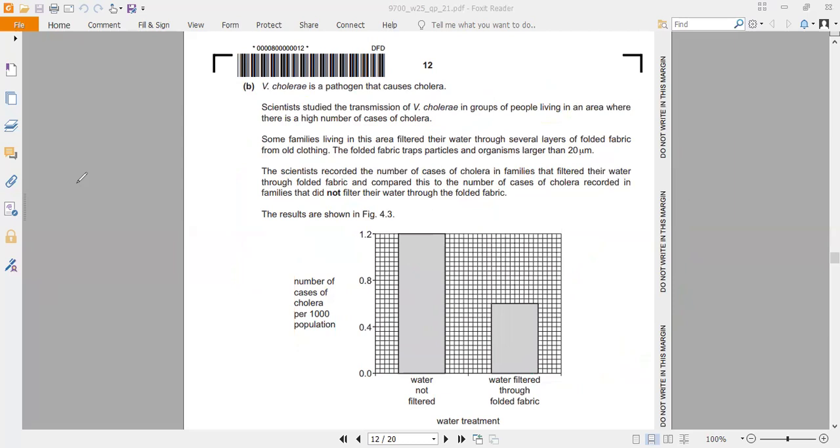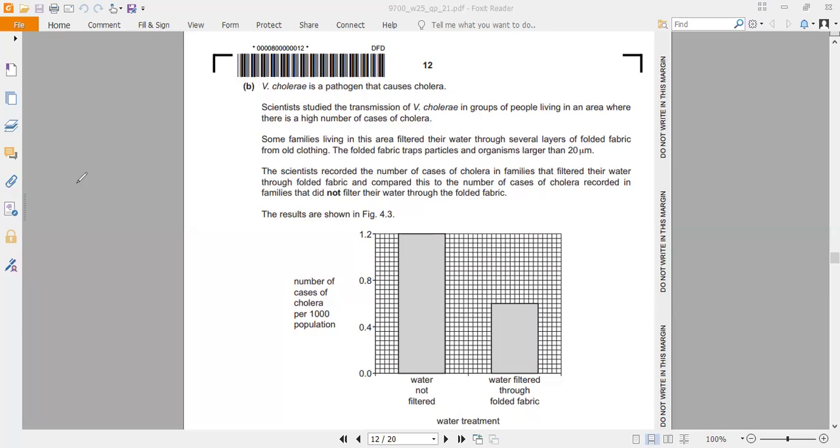V. cholerae is a pathogen that causes cholera. Scientists studied the transmission of V. cholerae in groups of people living in an area where there is a high number of cases of cholera. Some families living in this area filtered their water through several layers of folded fabric from old clothing. The folded fabric trapped particles and organisms larger than 20 micrometers. 20 micrometers is very small in size.